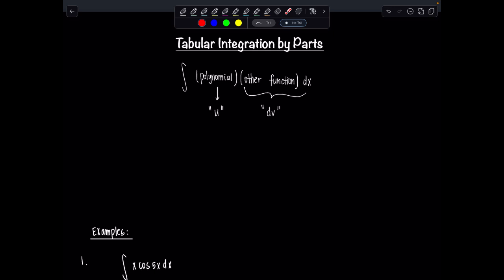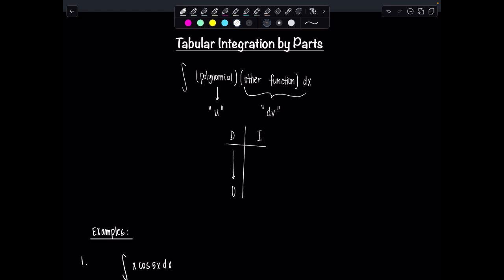So what happens is whatever u would normally be, you put it in the first column that we call D, and then whatever dv would be, the other function that you can easily integrate, goes in the column for I. I'll just explain the process by working through an example with you, because that's the easiest way to do it. But the beauty is that you can just apply repeated rounds of integration by parts here by differentiating until you hit 0. That's the goal.